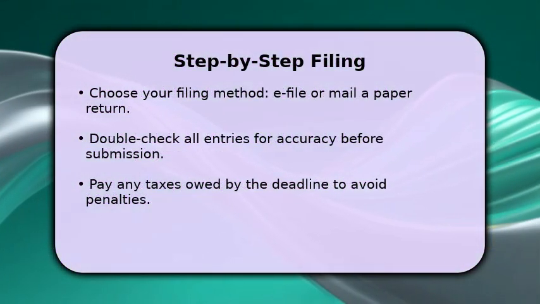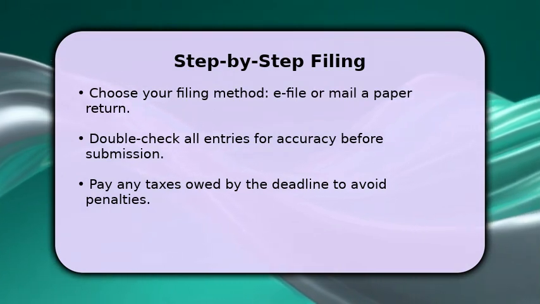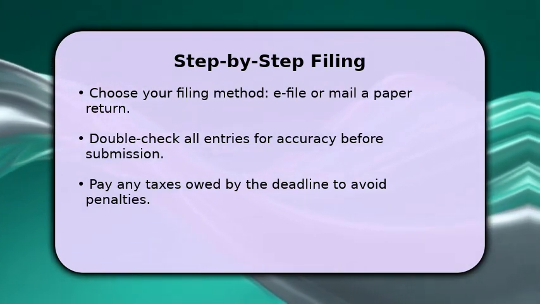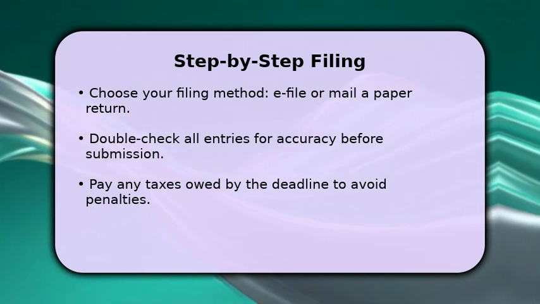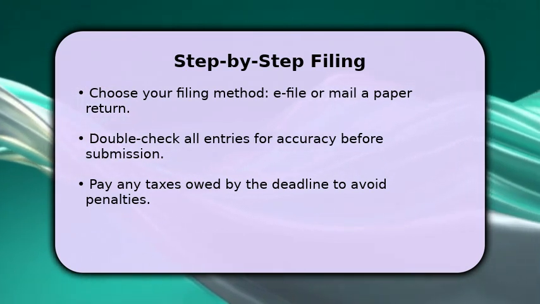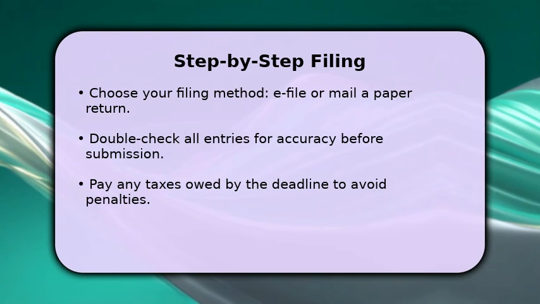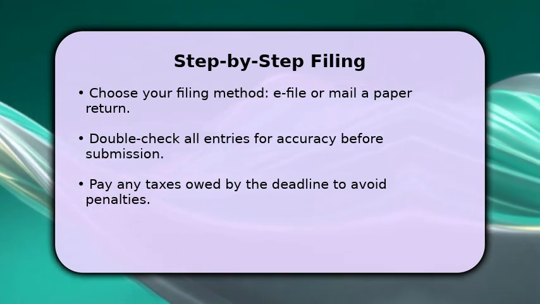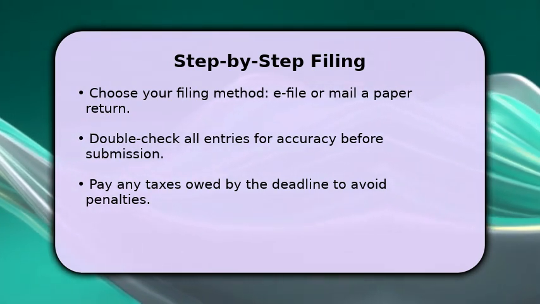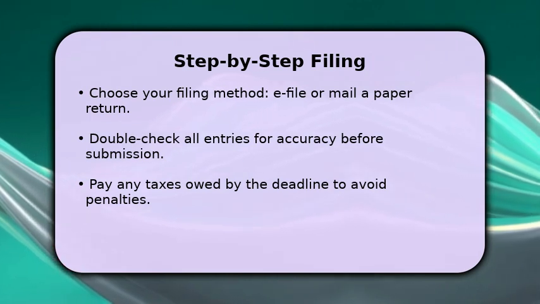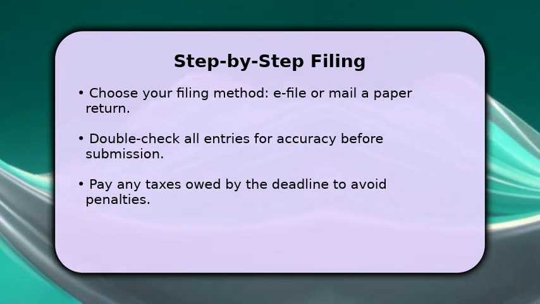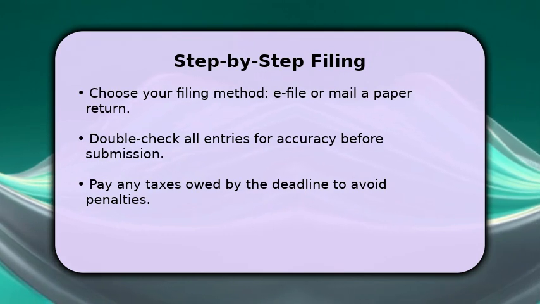Now, let's walk through the filing process. You have two main options: electronically file your return for speed and convenience, or mail a paper return. Whichever you choose, meticulously double-check all entries for accuracy before submitting. Errors can lead to delays or audits. Finally, ensure any taxes owed are paid by the deadline to avoid costly penalties and interest.